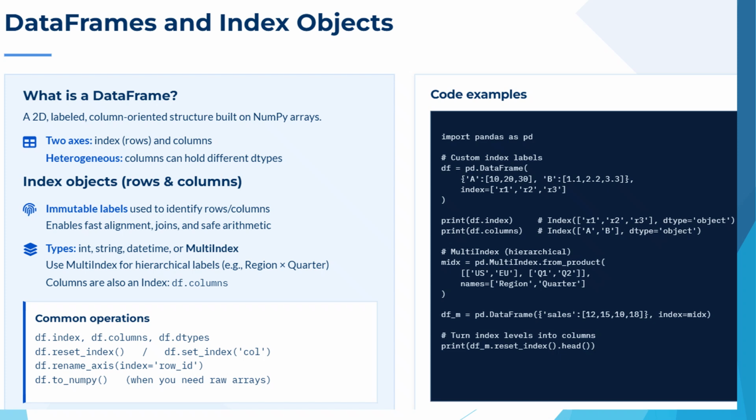them as index objects. Next, a multi-index is created using pd.MultiIndex.from_product, which generates all possible combinations of two lists such as regions and quarters, forming a hierarchical index. This multi-index is then used to create another data frame, demonstrating how complex multi-level data can be structured efficiently. Finally, the function df_m.reset_index converts the hierarchical index into regular columns, making the data easier to view and analyze.